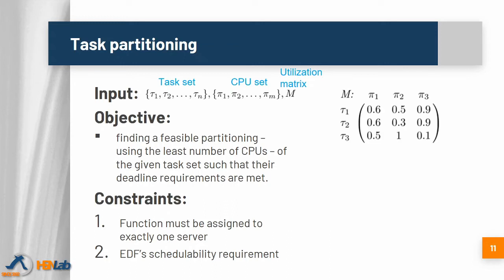For example, this utilization matrix looks like this, where the columns are the processors of the real-time FaaS, while the rows belong to the user functions. One cell contains the utilization of the function on the processor. So, for example, this cell means that if function 3 runs on the first processor, then it will use 50% of it. The utilization can be calculated by dividing the WCET of function 3 on processor pi 1 by the deadline of function 3 on processor pi 1. These parameters are known from the model of the function.